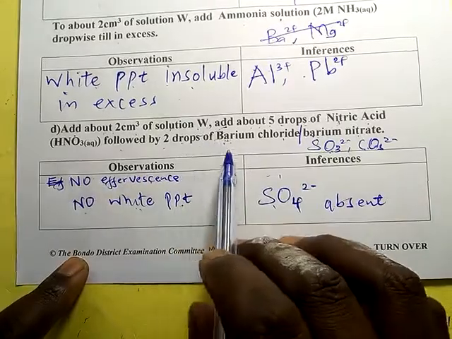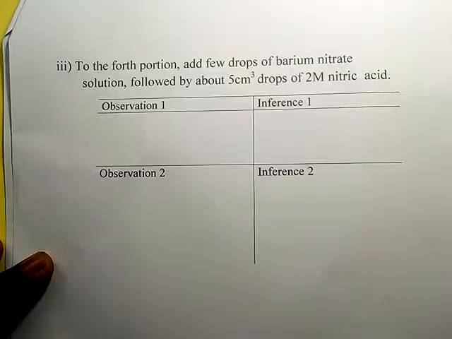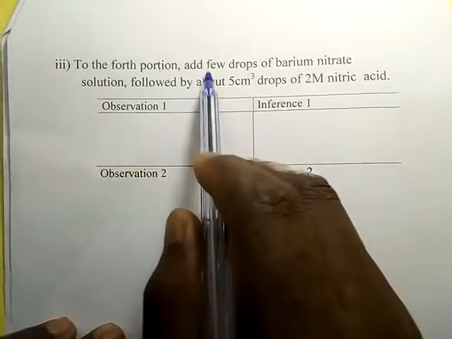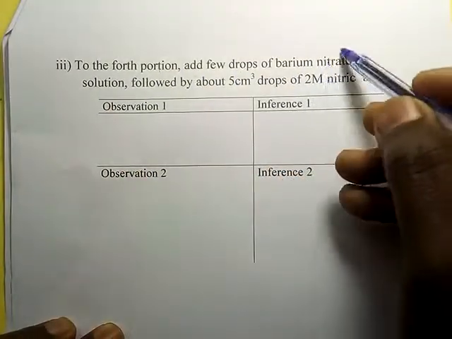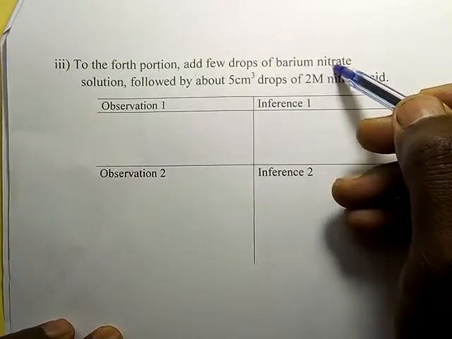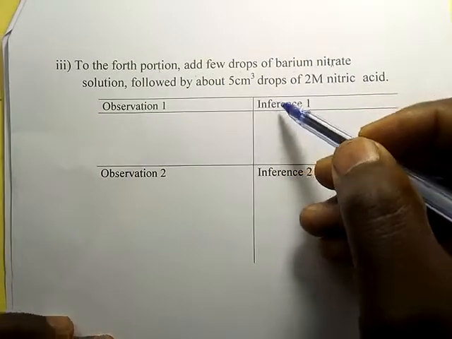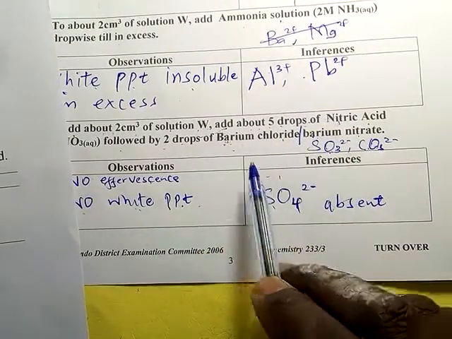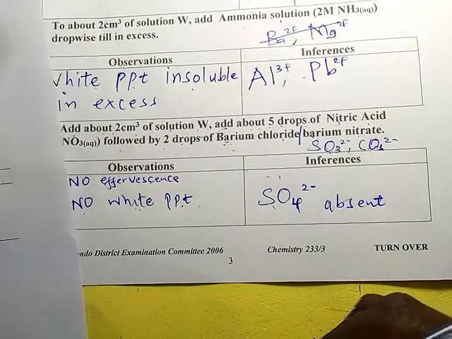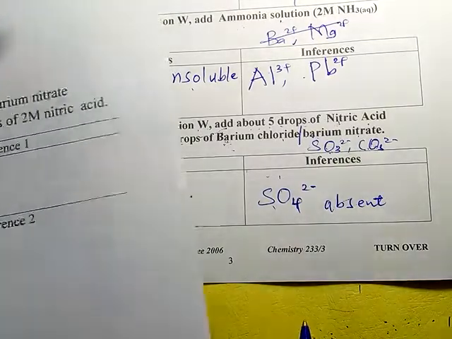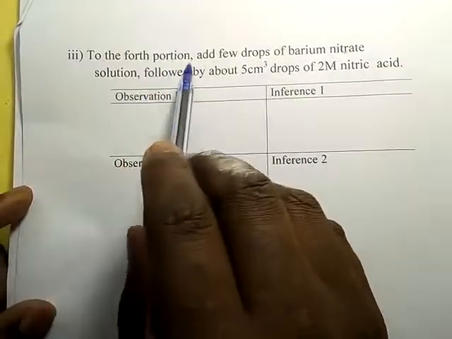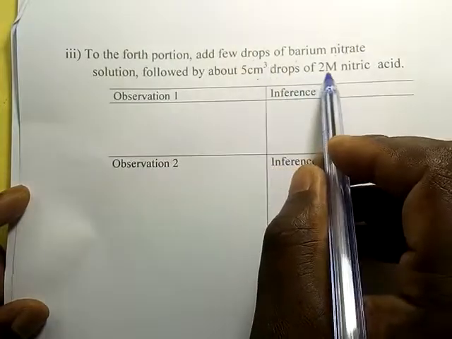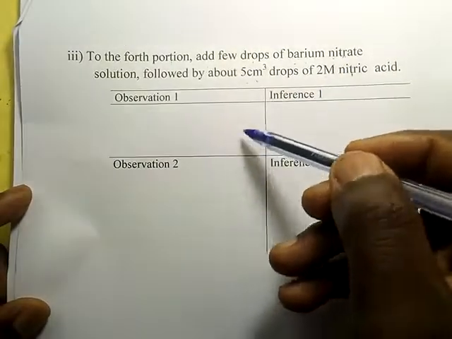There is a different version of this question that says like this. To the fourth portion, or whichever portion, add a few drops of barium nitrate. Now, in this case, we are starting with barium. The other question was starting with the acid and then adding barium later. So that is a simple trick which you are supposed to know. Add a few drops of barium nitrate and then followed by 5 drops of nitric acid. So here we expect two observations.